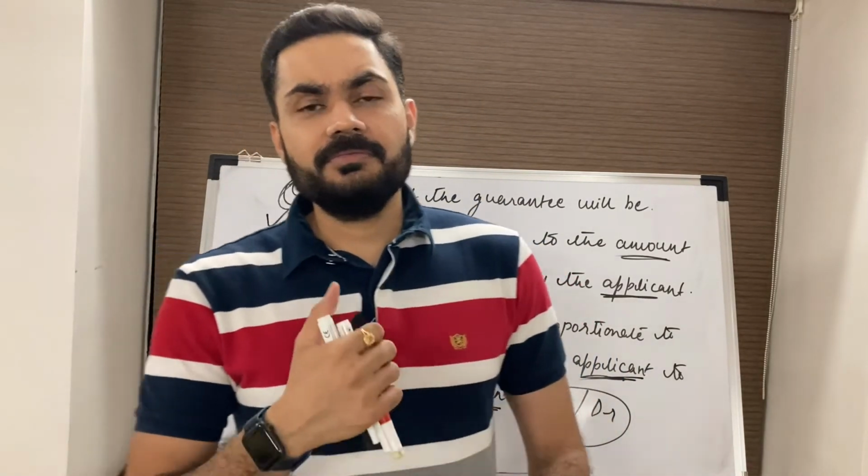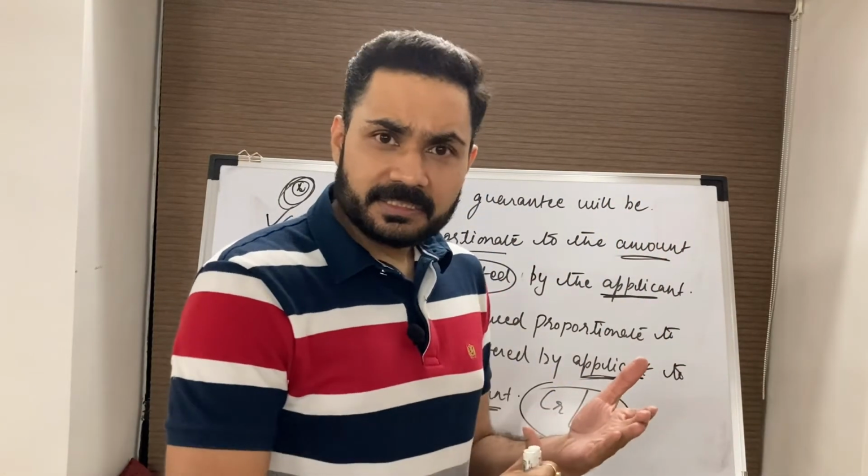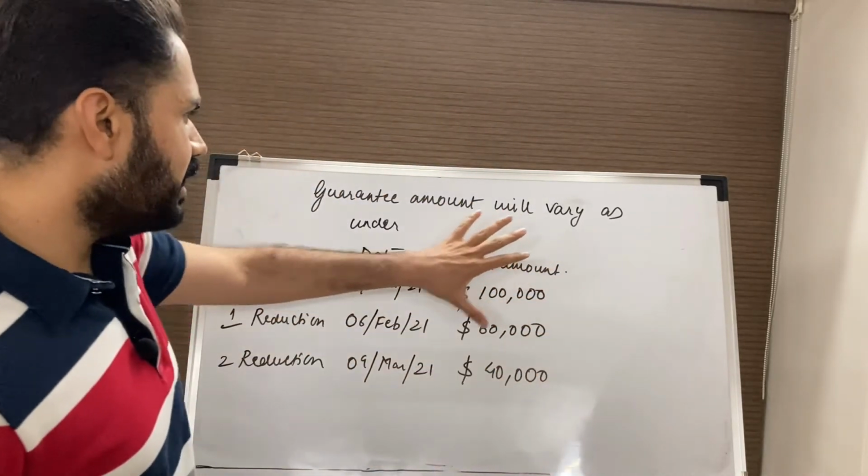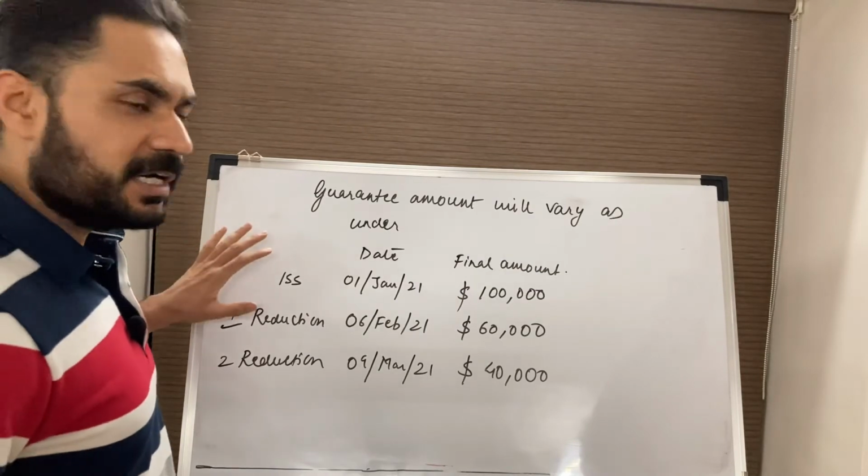Another way in which reduction can take place is through an index specified in the guarantee. If the guarantee categorically mentions respective dates and the amounts which will be effective from that date, that will be taken as a valid reduction clause. How will it happen? Let's see. The guarantee has this kind of a chart in it.